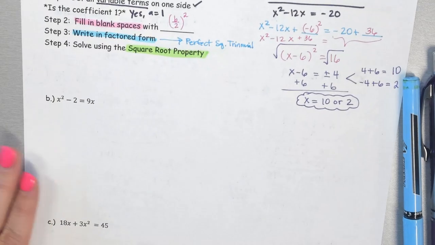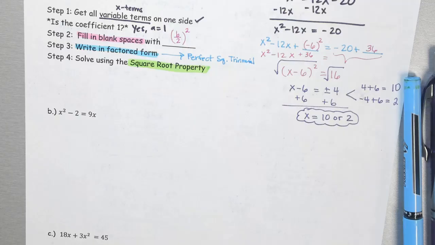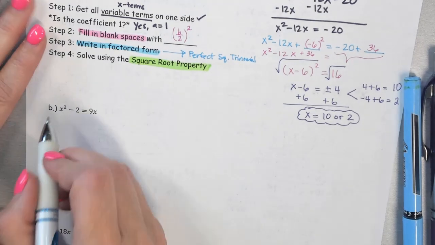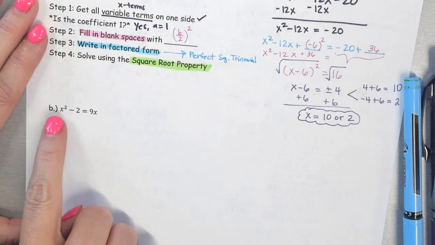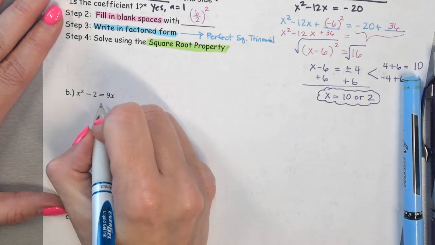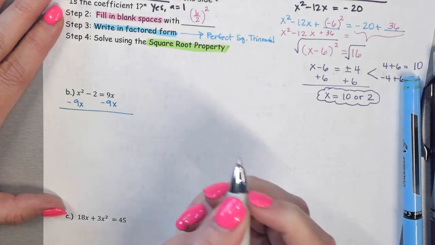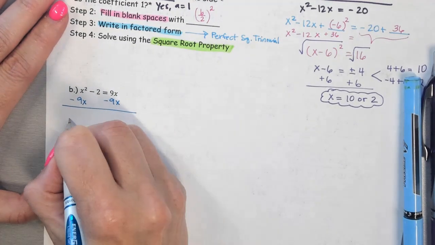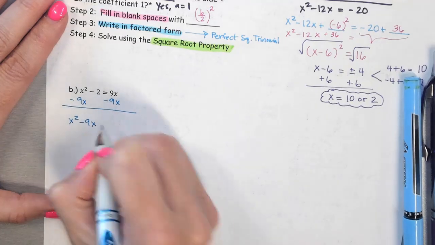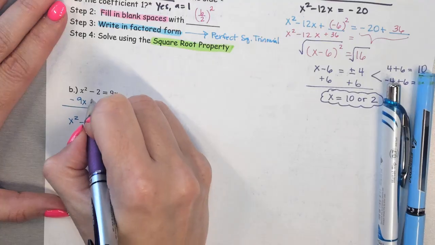All right, so for part B, we want all the variable terms on one side. We want all of the non-variable terms on the other side. So I have x squared on this side. Right now, my a value is 1. I want to keep it that way, so I'm going to move the 9x over to this side. So I have x squared minus 9x. And then I'm also, at the same time, going to add 2 to both sides.